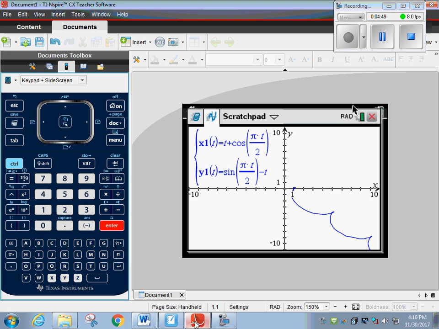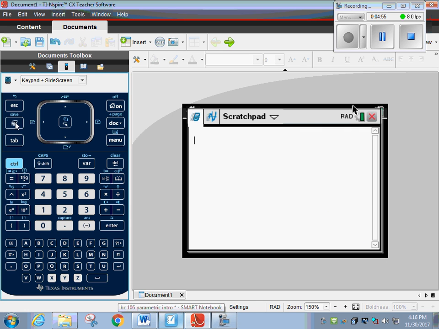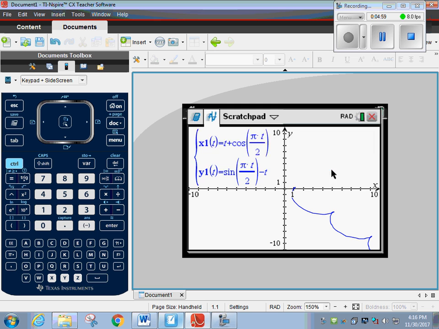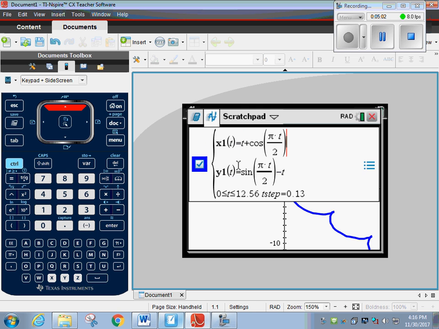In the graphing screen, change your mode to graph entry, type parametric, and type in your equations. Change your t window from 0 to 2 pi to more like 0 to 4 pi so you get a more complete picture. Or even 0 to 5. We went to 5. This will be a little better picture here.